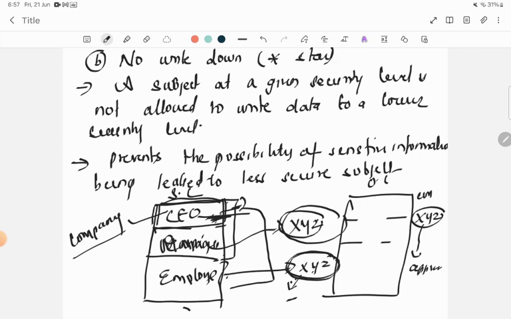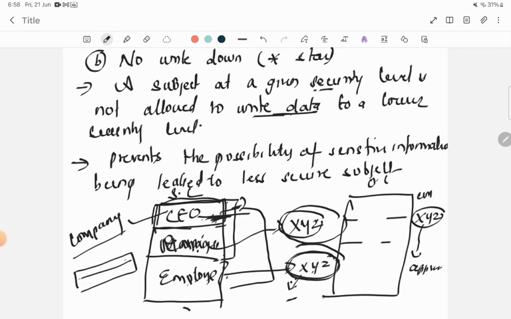This happens with us also. Suppose while sending a mail we have two people with the same name, by mistake we can send the mail to the other person. So a subject at a given security level is not allowed to write data to a lower security level. Okay, so why was this rule made? So that any sensitive information will not be leaked to the less secure subject. It means that information about the appraisal or the firing should not be leaked to the employee before the manager.